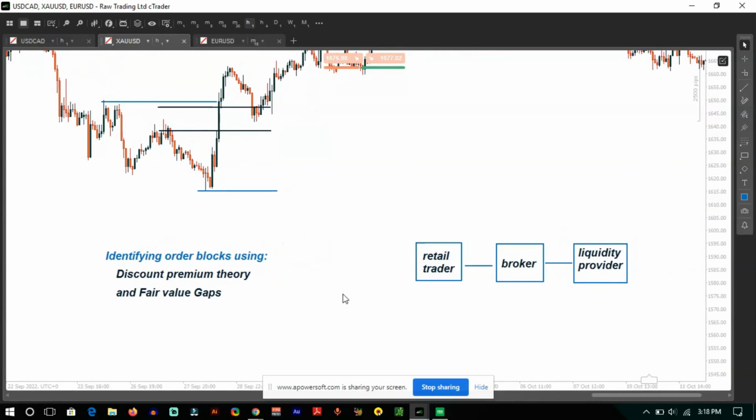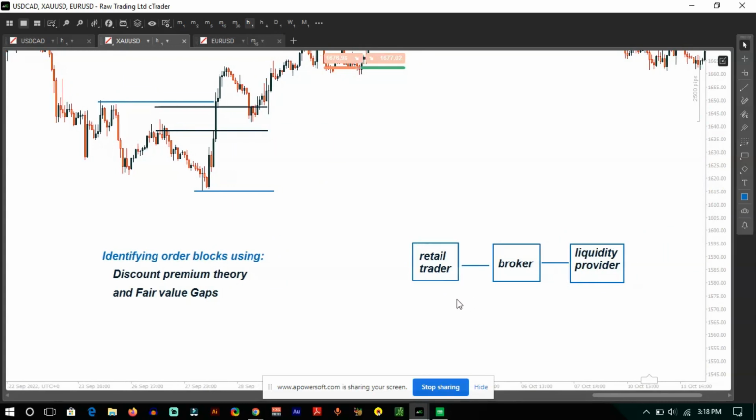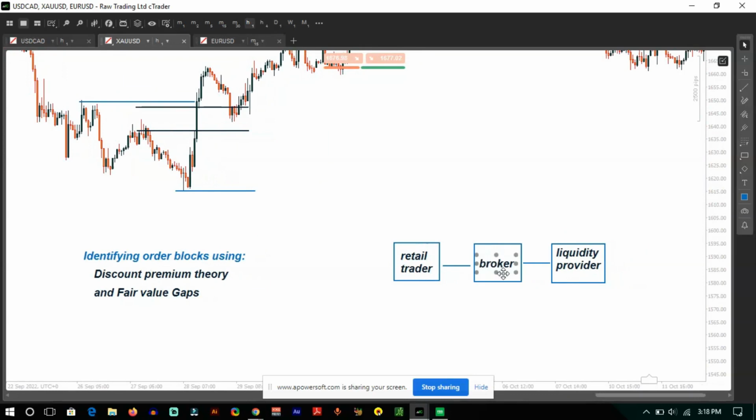Yesterday I had a simple illustration where I illustrated that you and me, we are retail traders. We have our accounts with a broker, and then there is what we call a liquidity provider. Each one of these parties is here to make money. The broker is a middleman. They take your orders and place them in the market. You access the market through the broker.